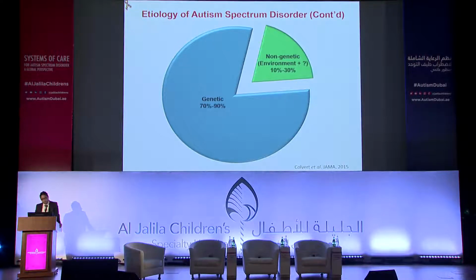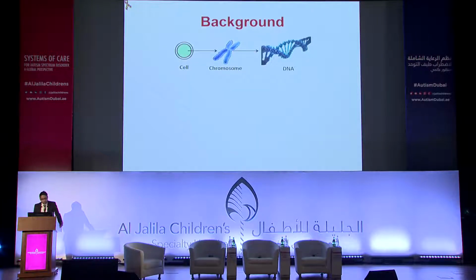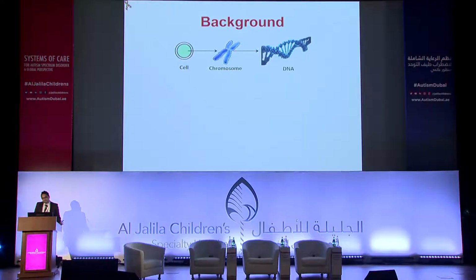So the rest of the talk is about this genetic portion of it and how much information we can infer regarding autism etiology. So I'll start with what we know about genetic mutation. We'll start with the cell. Inside the cell, there are chromosomes, and within the chromosome, DNA wraps around, and we can have mutation in the DNA, and mutation comes in different forms.